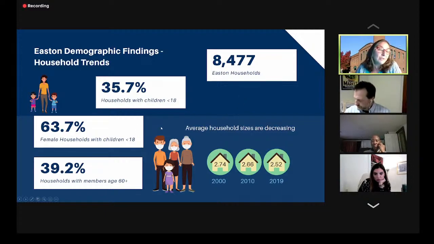And of those households, 63.7% are headed by females. And 39.2% of the households have members age 60 or over. In Easton, average household sizes are decreasing, which is normal everywhere in our region. In 2000, the average household size was 2.74 individuals. And today it's down to 2.52. We're having fewer children.